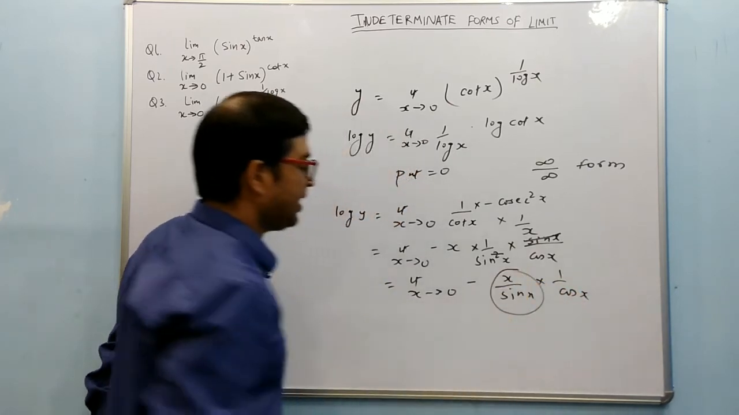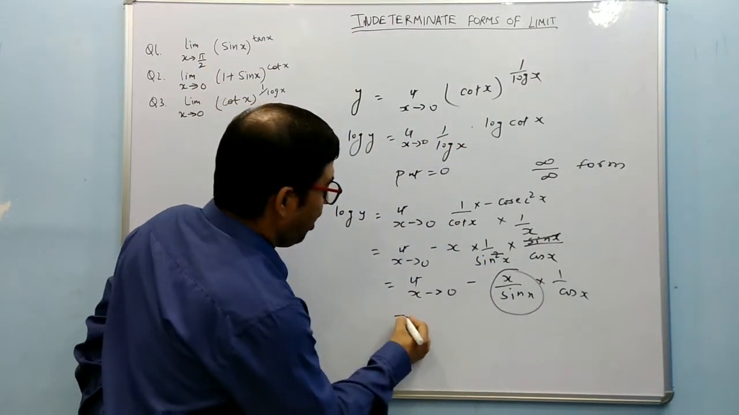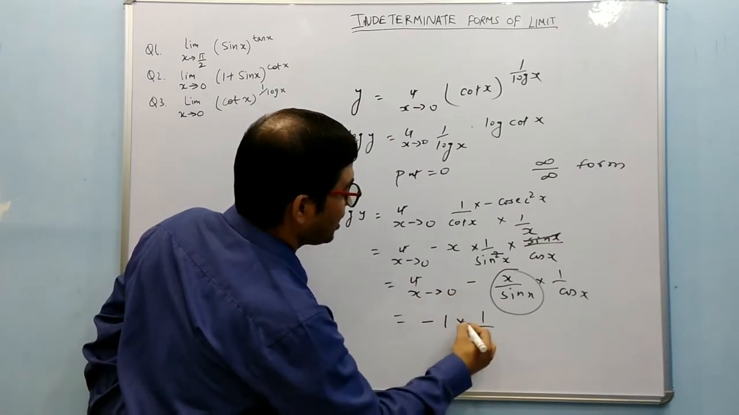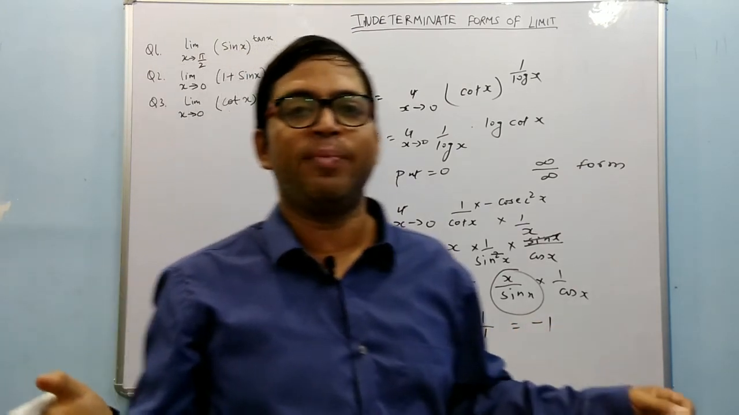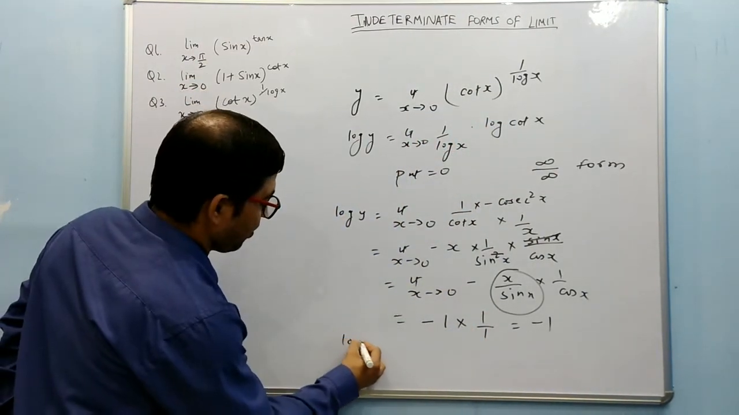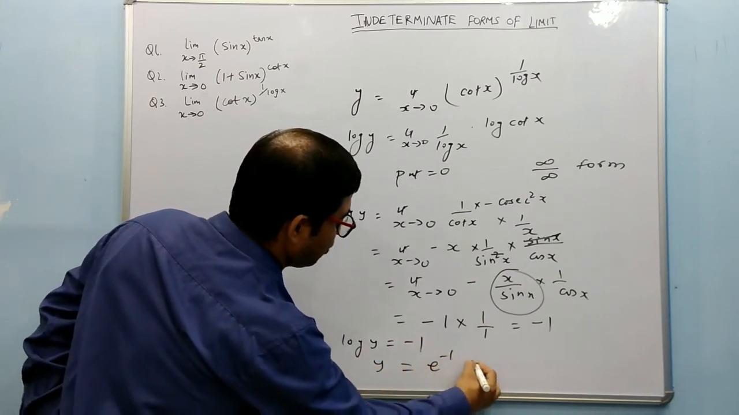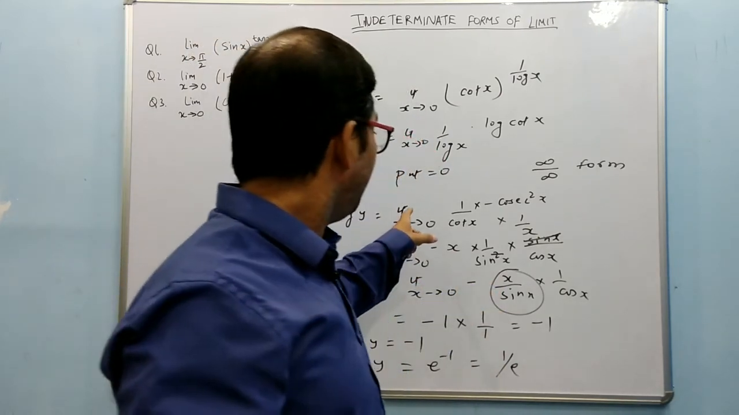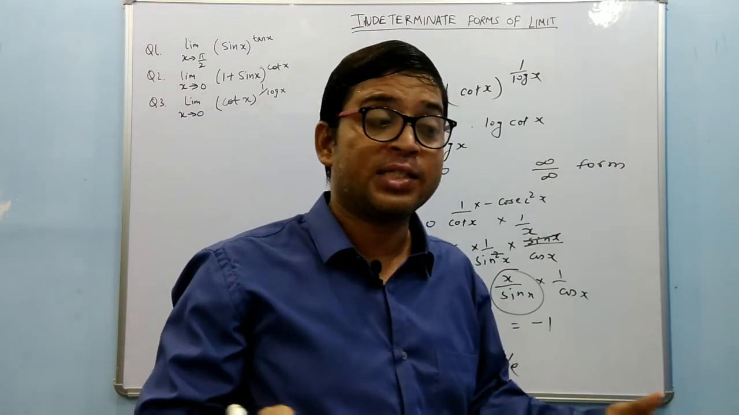You can just write limit x tends to 0, x by sin x is 1. So on taking limit, it is coming out to be minus 1 into 1 by cos 0, which is 1. So minus 1, which is not in 0 by 0 or infinity by infinity format. So we got log y is equal to minus 1. So y is e to the power minus 1, that is 1 by e. All the time we are getting the application of L'Hospital rule once and we are getting the answer.